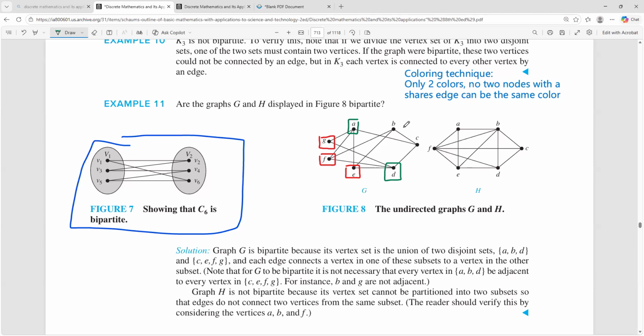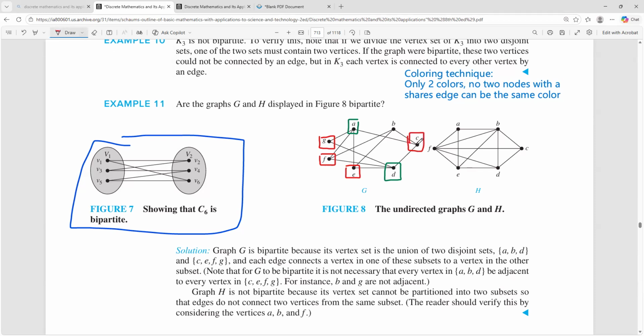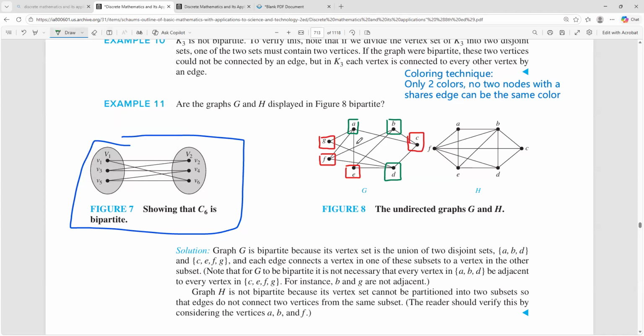Okay, C. What color should C be? Red. Okay, C is red. A is green. Green looks good. And lastly, what color can B be? Green, and it works out, right? Because everything connected with B is red, and thus B can only be green. And B is not connected with anything that's green. So now we know that G is bipartite.